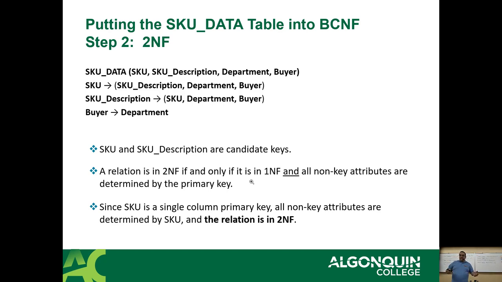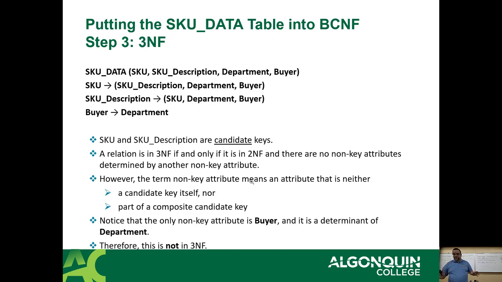A relation is in second normal form if and only if it's in first normal form and all the non-key attributes are determined by the primary key. Since SKU is a single column primary key, all non-key attributes are determined by the SKU. Therefore, technically, this is in second normal form. So if we say SKU is the primary key, everything else depends on it so far, it's good.